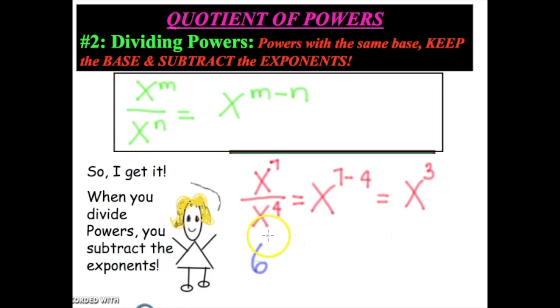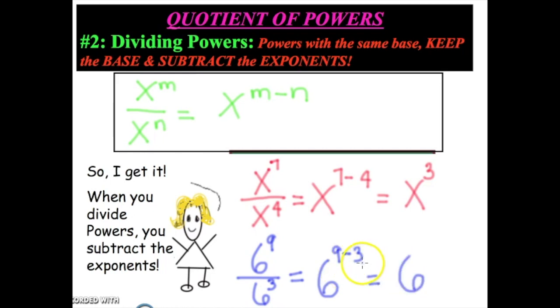Let's try one more. We have 6 to the 9th power being divided by 6 to the 3rd power. According to the rule, my base is the same, so I'm going to keep that base and I'm going to subtract my exponents. So 9 minus 3 would equal, keep my base, 9 minus 3 would give me 6 to the 6th power. Hope that's making sense. Remember, you can always pause, rewind, and watch as many times as you like.